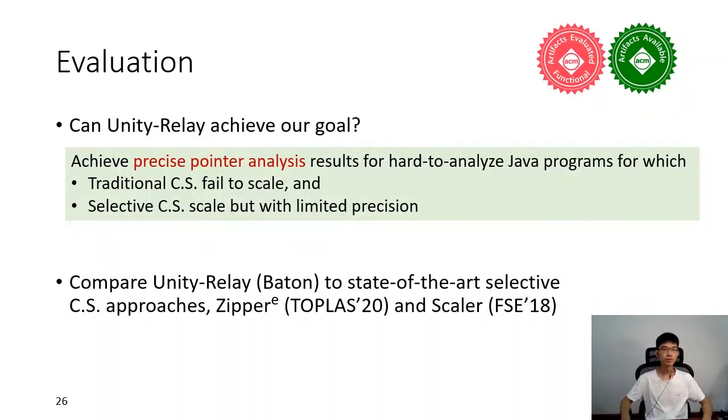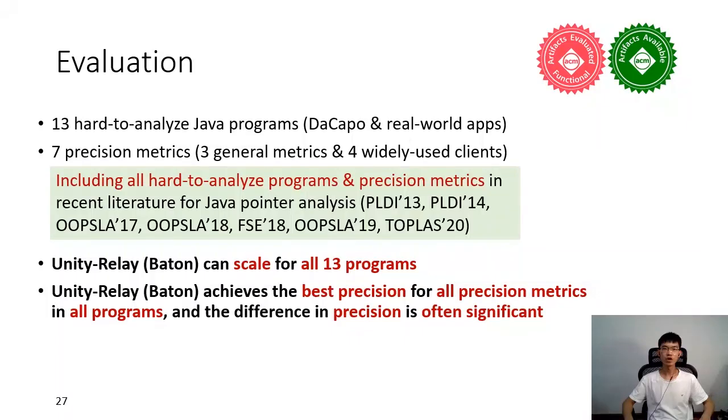Now let's see if unity relay can achieve our goal. We run Baton for hard-to-analyze Java programs to evaluate its precision and scalability. Specifically, we compare Baton against two state-of-the-art selective CS approaches, Zipper-e and Scaler, to evaluate how much more precision Baton can achieve. In our evaluation, we analyzed 13 hard-to-analyze Java programs, including some DaCapo benchmarks and real-world apps. We measure the precision via 7 precision metrics, including 3 general metrics and 4 widely used clients. These include all hard-to-analyze programs and all precision metrics in recent literature for Java pointer analysis.